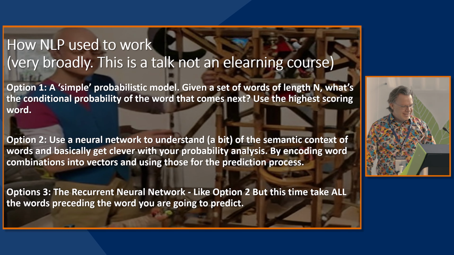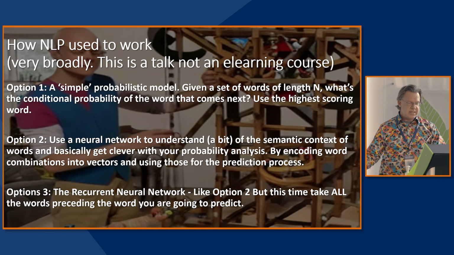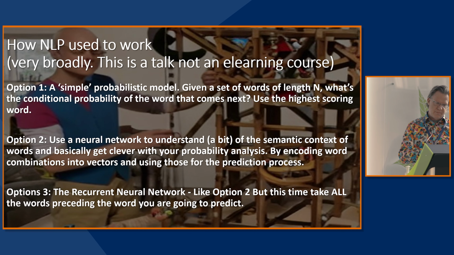So, I thought I'd give you a very quick run through of how NLP used to work. And there were sort of three basic approaches. So we started off with option one, a very simple probabilistic model. Given a set of words of length n, what's the conditional probability of the word that comes next? Use the highest scoring word. Option two, use a neural network to understand a bit more of the semantic context of those words and basically get clever with your probability analysis. And you do that by encoding those word combinations into what they call vectors and using those to inform the prediction process. And then option three, the recurrent neural network, which is like option two, but this time you take all of the words preceding the one you want to predict.